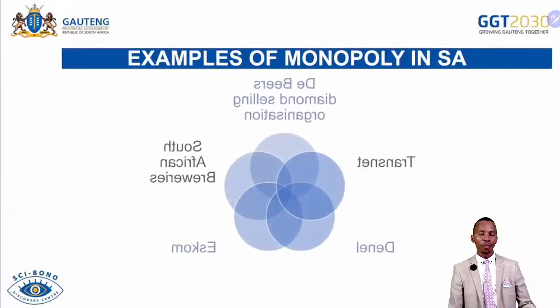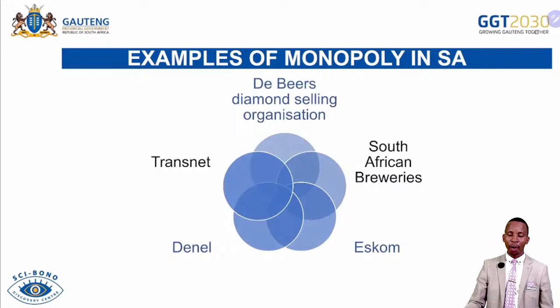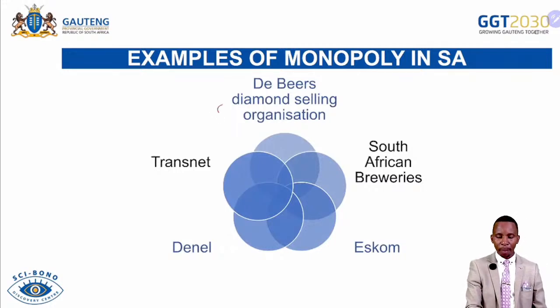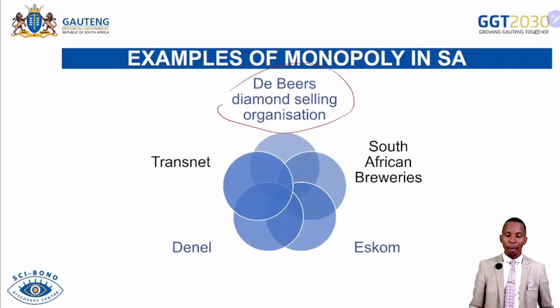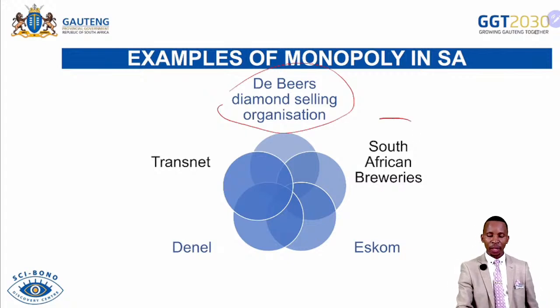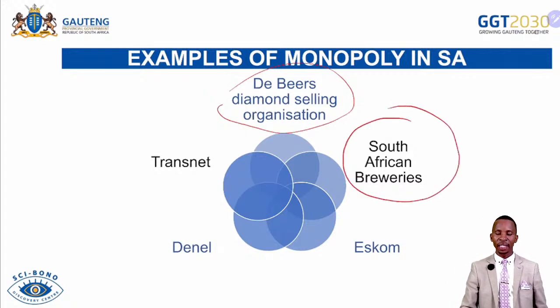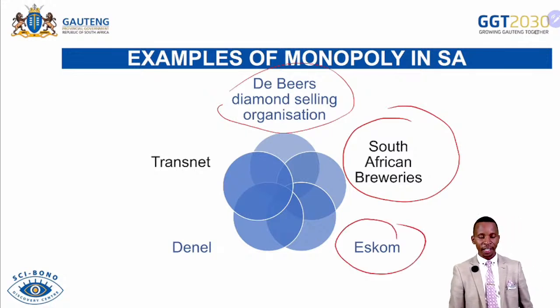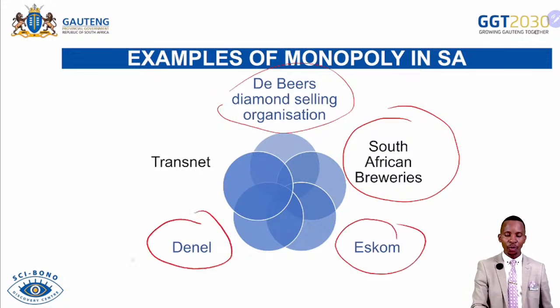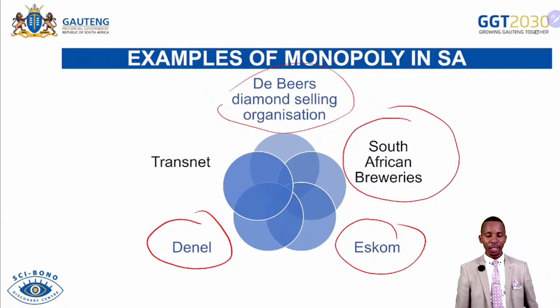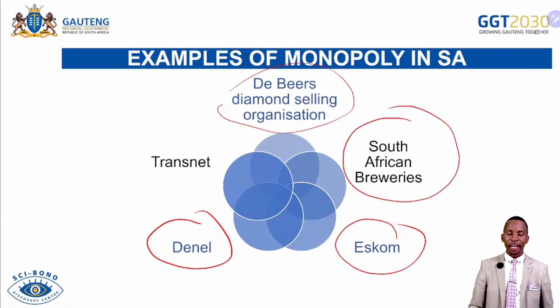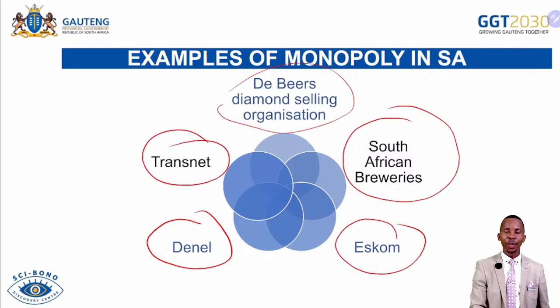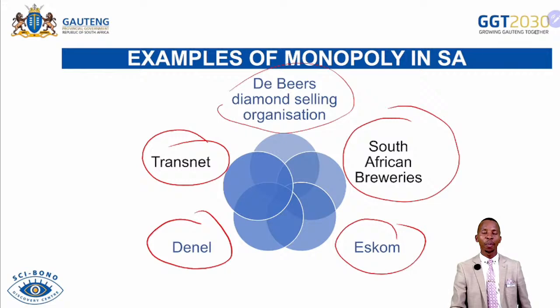Then examples of monopolies in South Africa: we talk about DBS, the Diamond Selling Organisation. We talk about South African Breweries; even though there are some other, smaller firms existing, SAB remains the bigger firm in there. We have Eskom that is supplying electricity alone. We have Denel or Armscor that is producing weapons or firearms in South Africa. And then we have Transnet, which provides rail transport in South Africa. So these are our examples of monopolies in the country.